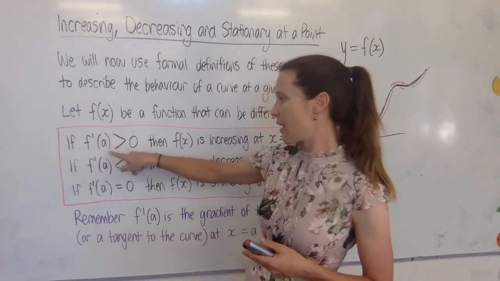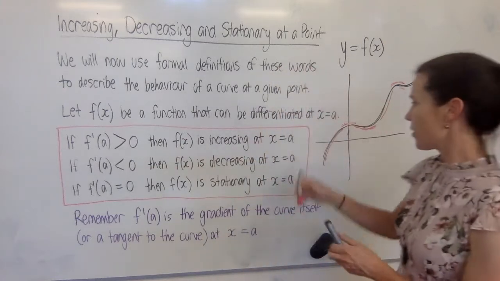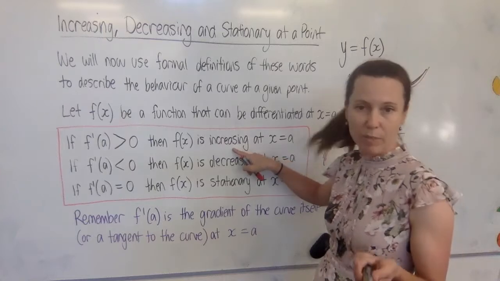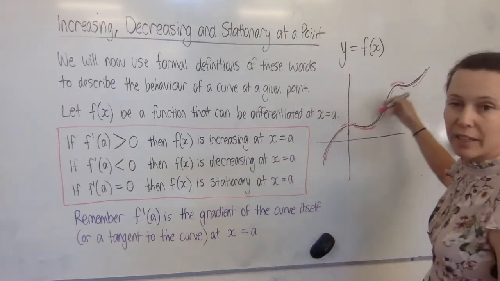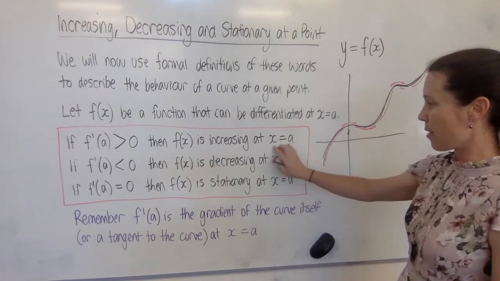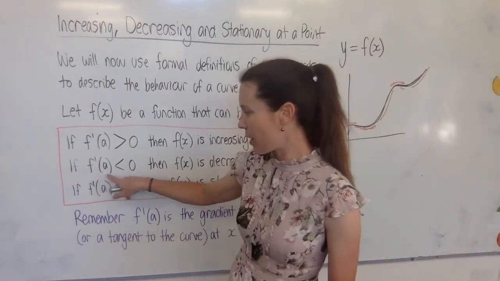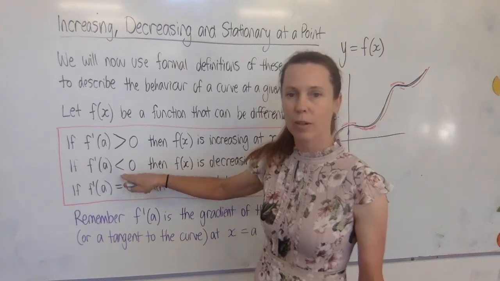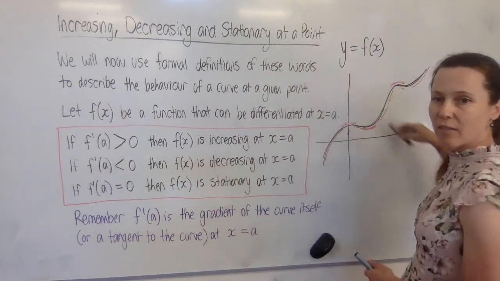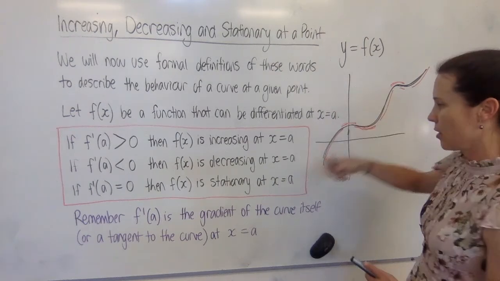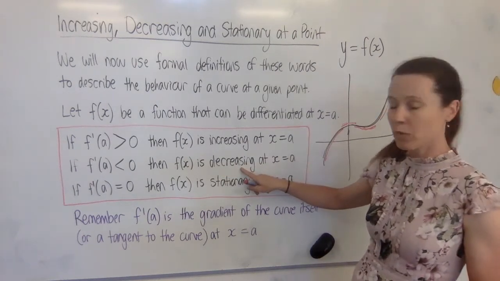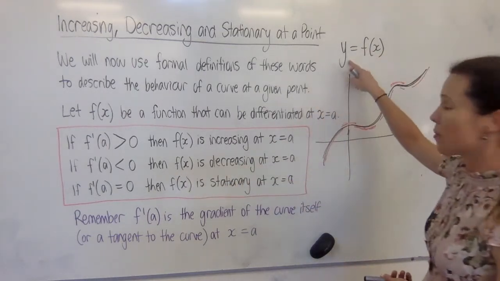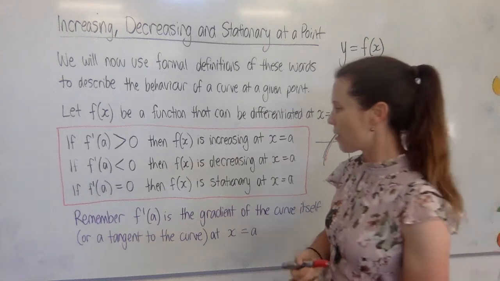Now if the gradient at a is positive, we've already learnt that positive gradients are going up this way, then what we can say is that the graph must be increasing. In other words, it looks like you're going up a hill as you read from left to right at that point. Now if at that point a, x equals a, the gradient there is less than 0, then we know what that looks like. It's a negative gradient, something is going down this way. We say that the curve is decreasing there, or y is decreasing, or f of x, which is the same thing as y, is decreasing there.